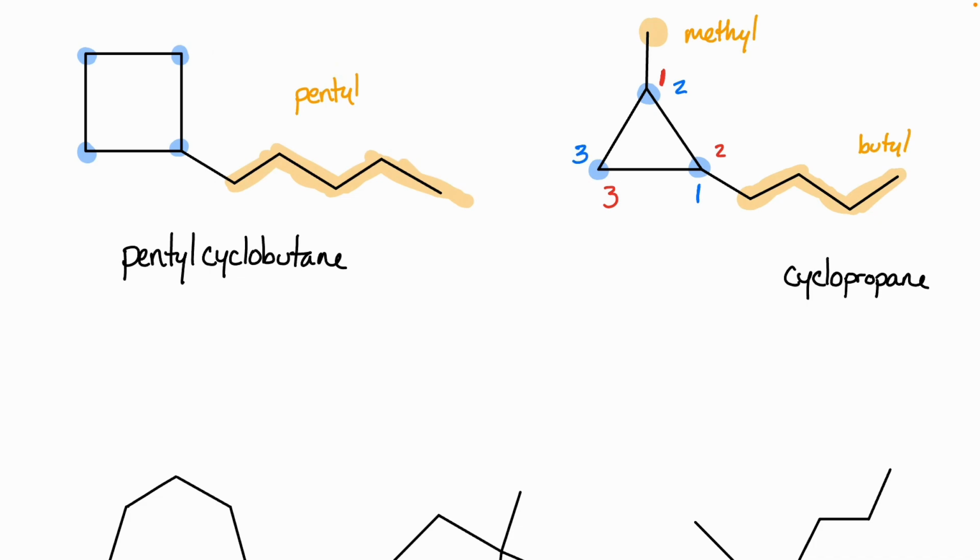So both of these are tied. I have a 1 and a 2 in my blue and a 1 and a 2 in my red. Since I have a tie, I'm going to revert to alphabetical order. In this case, my butyl group is going to come first: 1-butyl-2-methylcyclopropane.